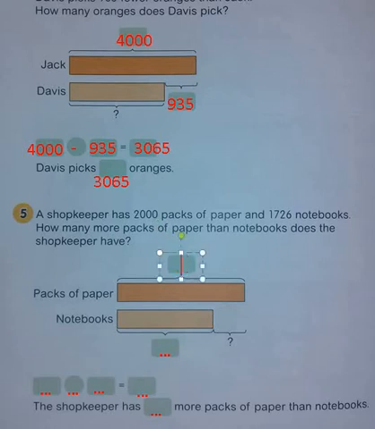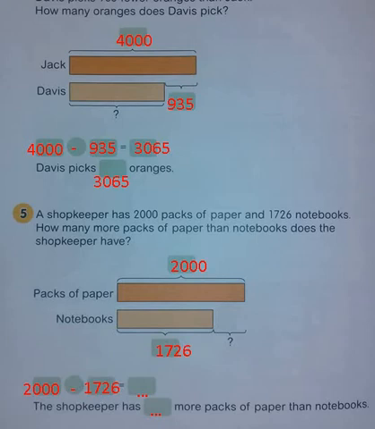Let's put it over here. And then we have the number for the notebooks. So the notebooks is 1,726. You write down over here. So what is the question? And the question is, how many more packs of paper than notebooks does the shopkeeper have? So we need to find out the difference between these two numbers. If you want to find the difference, you need to do subtraction. So let's write down over here 2,000. Okay, and then on the circle, we write down the sign for the operation, subtract. And over here, we write down 1,726.